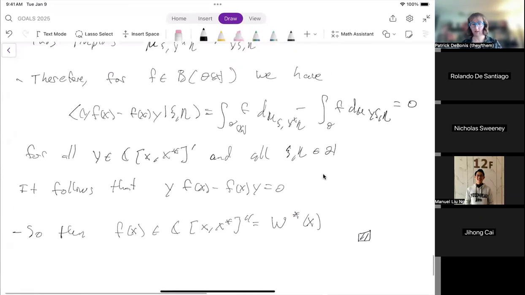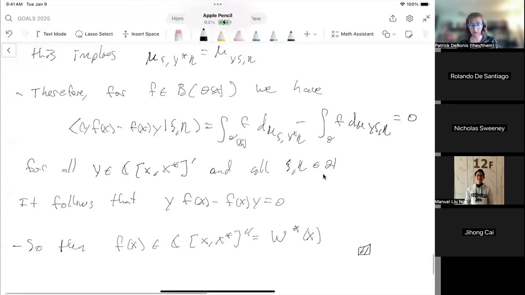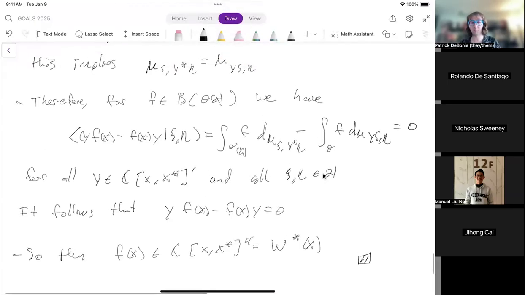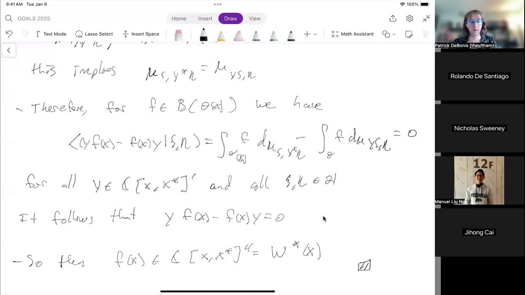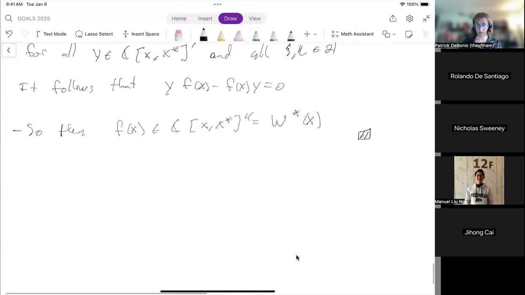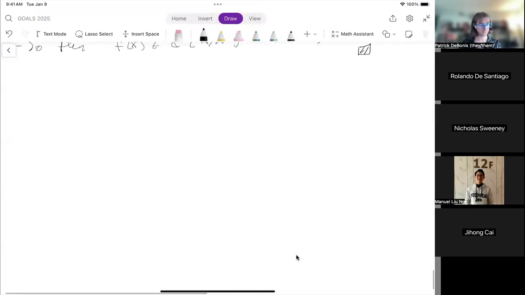So, any questions on the Borel functional calculus? We're going to do an application of it, but I figured this is a good point to ask. Okay, cool. And so, keep going.